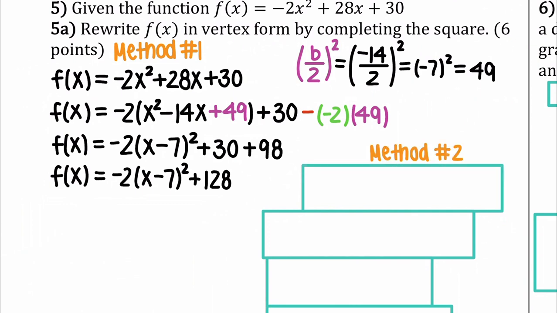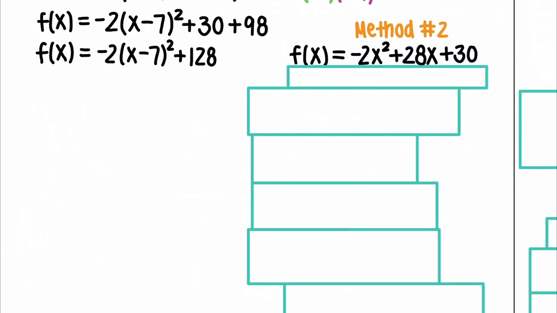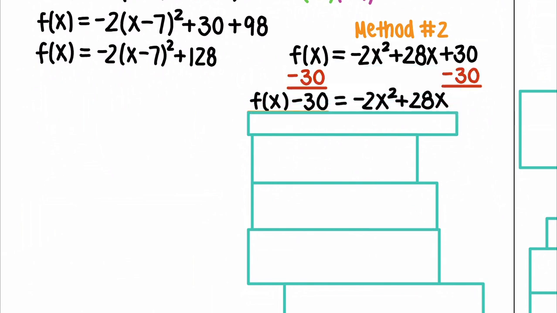Now let's look at method number 2, which is this whole idea of very similarly following the steps of completing the square if we were to solve an equation, but it can get really annoying because there's a lot of back and forth. So once again, let's start off with the equation. And we know that in order to complete the square, we need a equal 1, and we need to isolate the values of x. So to do that, we can subtract 30 on both sides first, thus giving us f of x minus 30 equals negative 2x squared plus 28x.